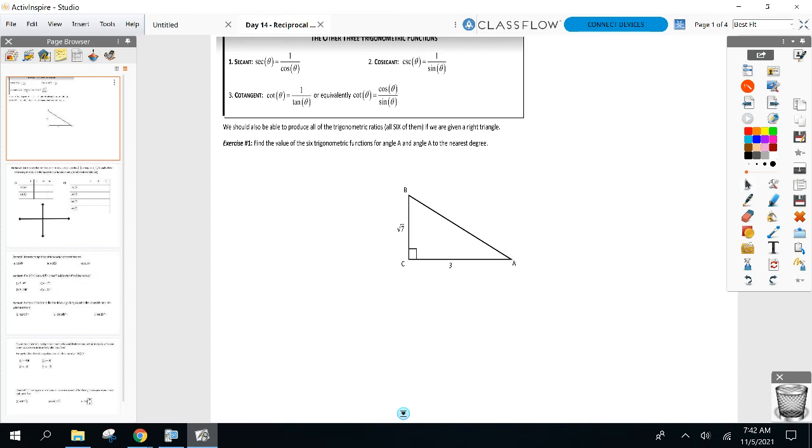Do me a favor, at the top of today's notes, can you write SOHCAHTOA down for me, please? SOHCAHTOA, so we know how to spell it, and we're going to need it today.